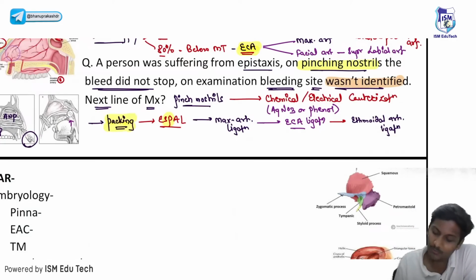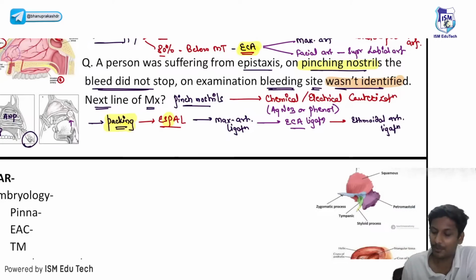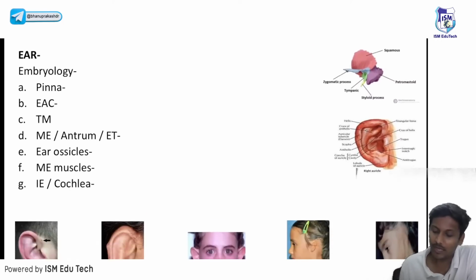Very good, Shubham. Here the answer would be packing, anterior as well as posterior nasal packing. That should be the answer. This was a previous year question. That was all about your nose and paranasal sinuses.